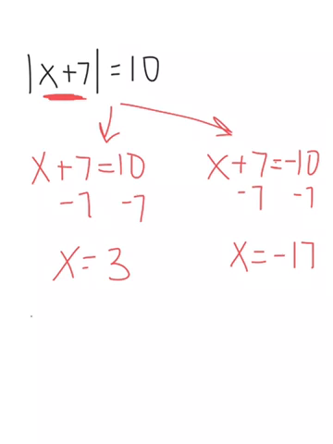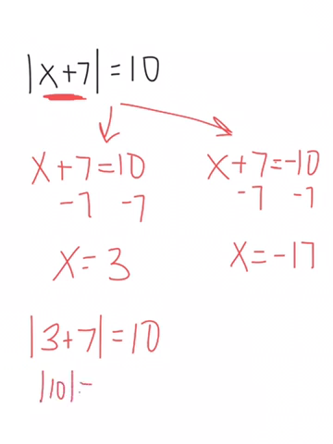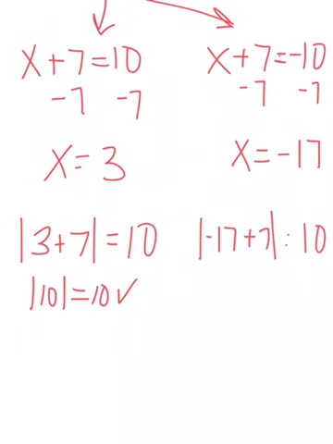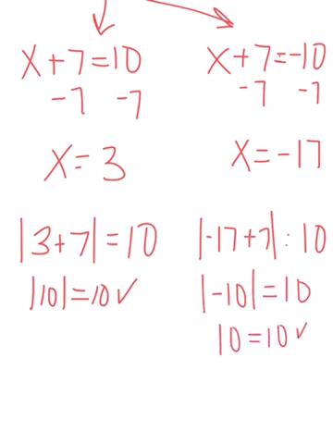Let's plug it in to check. I go back to my original equation. I plug in a 3. The absolute value of 3 plus 7 is 10. The absolute value of 10 equals 10. When I plug in the -17 to check to see if that's true, -17 plus 7 is -10. But I know the absolute value of -10 is 10, so that is also true.